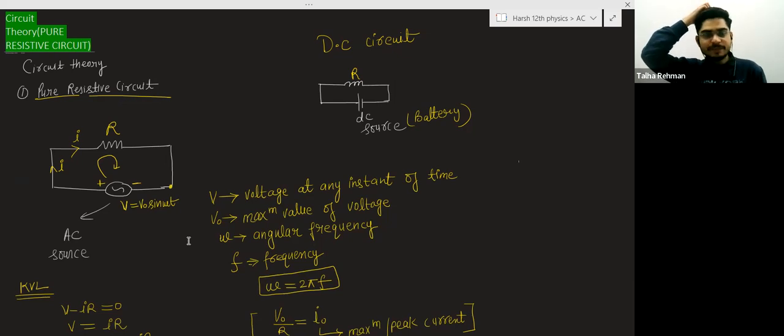So when I am driving these things, we are studying the purely resistive circuit and capacitive circuit. So there will be a requirement of first trigonometry, a little requirement of differentiation, and a little requirement of integration. If you know these three things, then you can get it 100%.